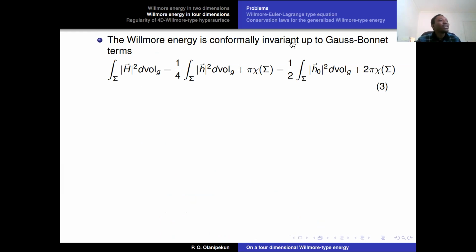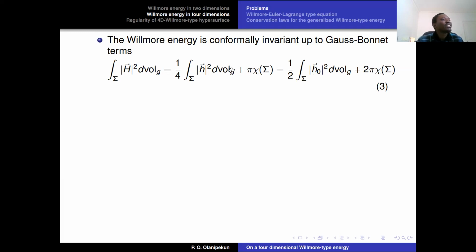In 2D, the Willmore energy is conformally invariant up to Gauss-Bonnet terms. What do we mean by that? You take this quantity, which we know is the Willmore energy. You can rewrite the integral of capital H squared as 1/4 the integral of H squared, plus some quantity, which is just the Euler characteristic of the surface sigma. And then if you decide to write it in terms of H naught, the trace-free second fundamental form, you have this.